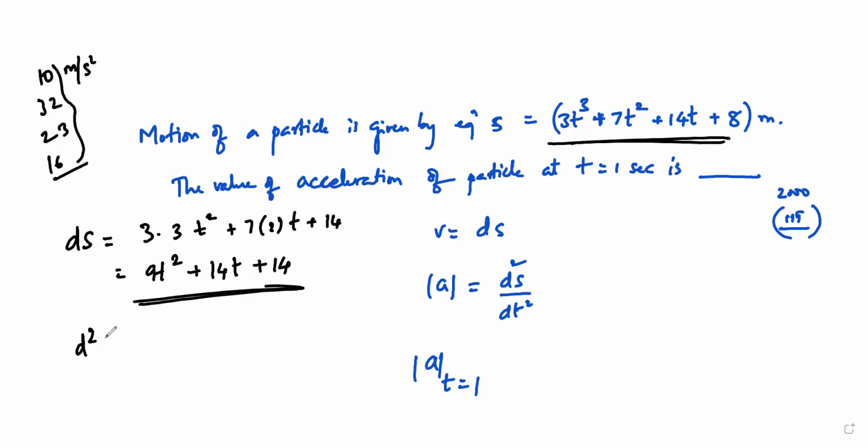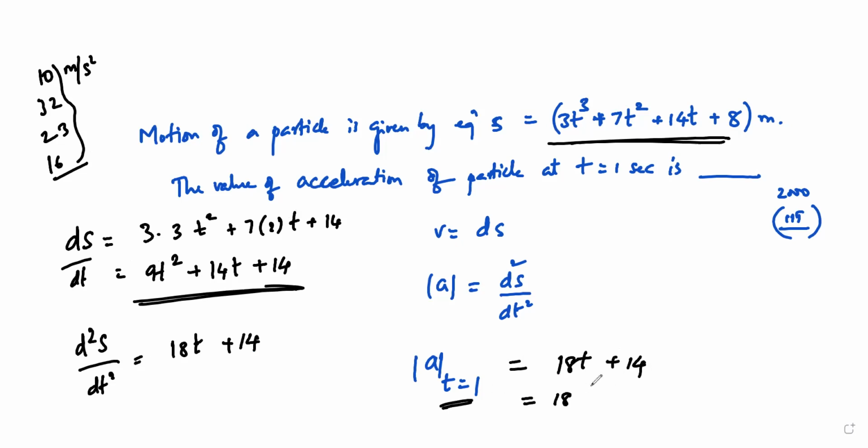If I do d square s by dt square, what will I get? 18t plus 14. 18t plus 14, t value is 1. So 18 into 1 plus 14, that will be 32. This is my answer, sir. 32 meters per second square. Clear? Can I move to the next one? Yes, sir.